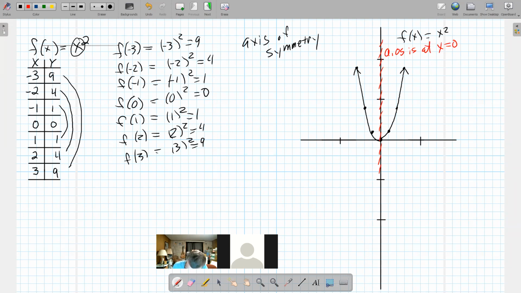Okay, now this point right here is called the vertex. When a parabola opens upward, which is what this one does, the vertex is the lowest point. If we look at a parabola that opens downward, let's say it opens like this, then the vertex would be the highest point. The vertex also lies on the axis of symmetry.